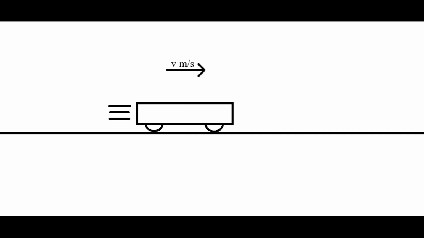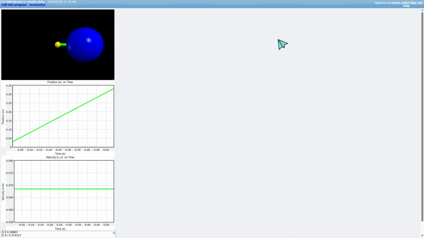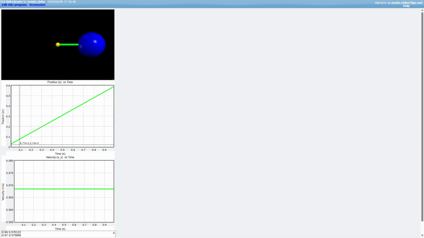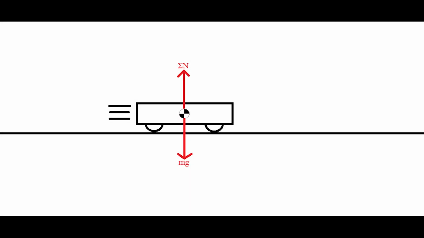Newton's first law indicates that the cart will continue to move at v meters per second to the right, given that the net force acting on it has a magnitude of 0 newtons. The rate at which the cart's position is changing is constant, so our position-time graph would be a straight positive gradient line. In a practical scenario, some things change.